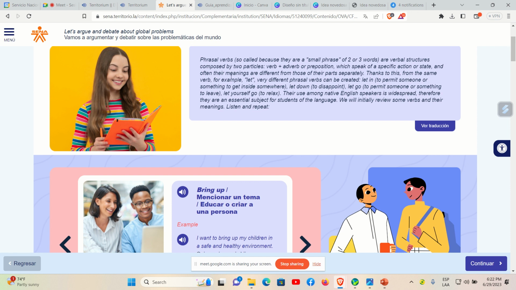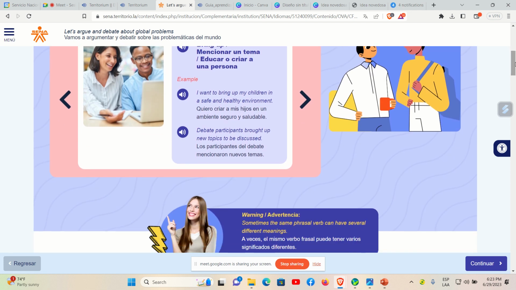texto. So phrasal verbs, so called because they are a small phrase of 2 or 3 words, are verbal structures composed by 2 particles, verb plus adverb or preposition, which speak of a specific action or state, and often their meanings are different from those of their parts separately. Okay, thanks to this, from the same verb, for example, let, very different phrasal verbs can be created, and so on. So let's see some examples of those.